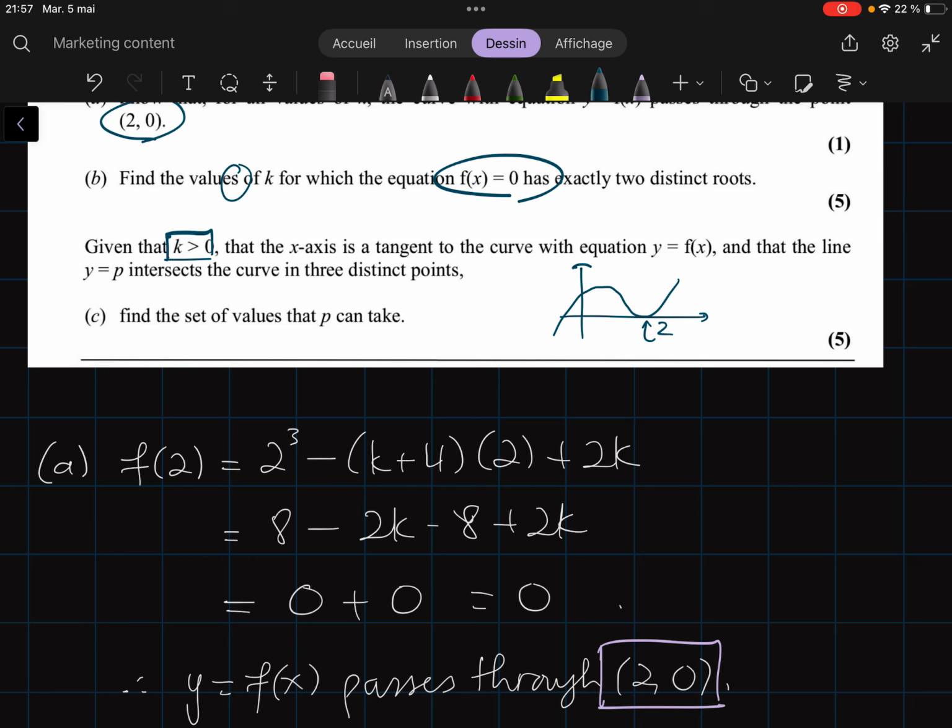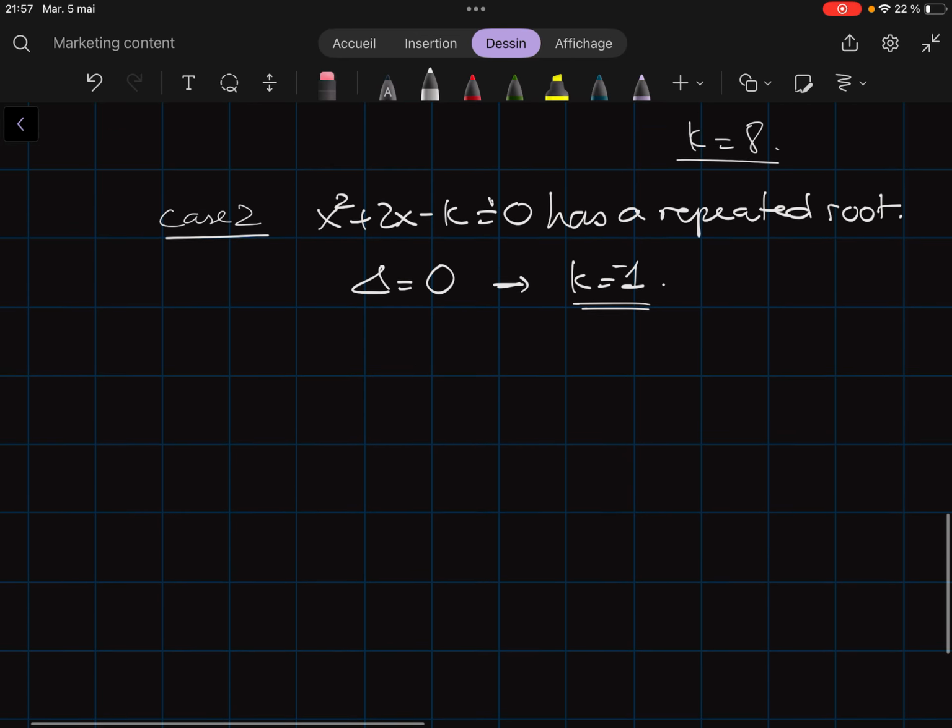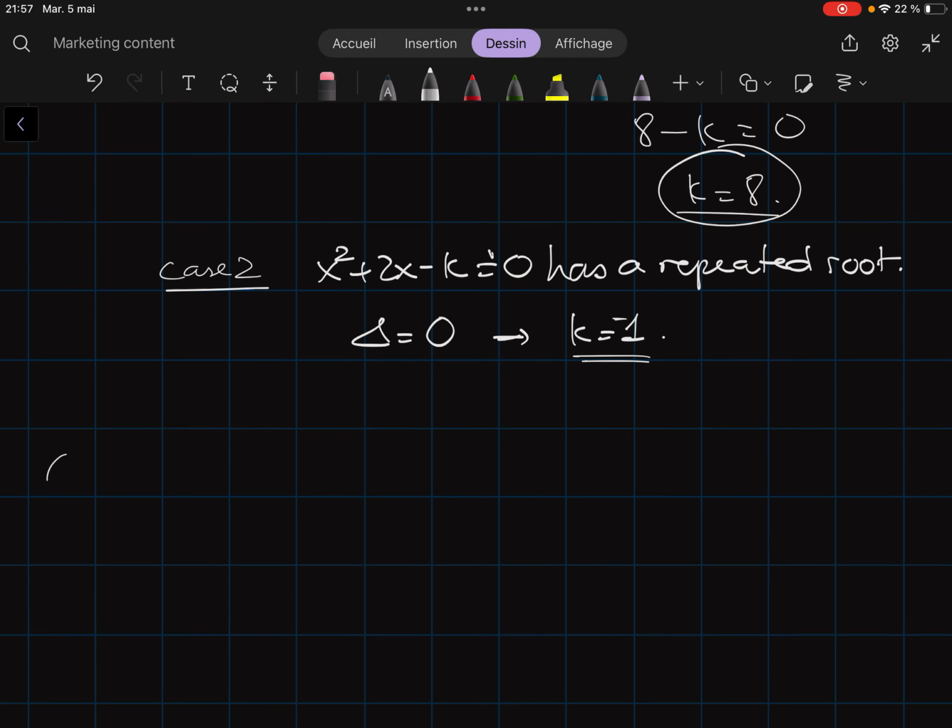We also want to find the values of p so that the line y equals p intersects the curve at three distinct points. So it would cut at 3 points if the line is between the minimum and the maximum. The question now boils down to, can we find the coordinates of the maximum? We also have the value of k. So this is nothing more than a basic curve sketching question.